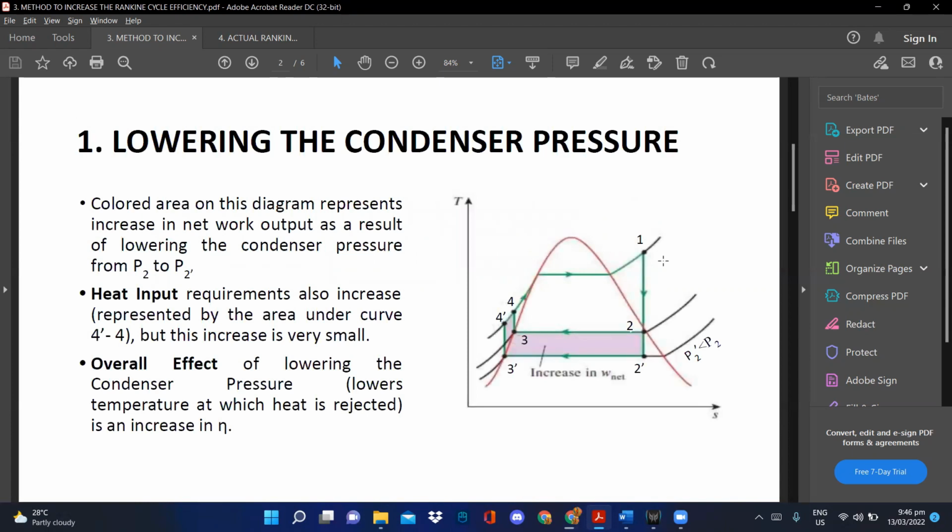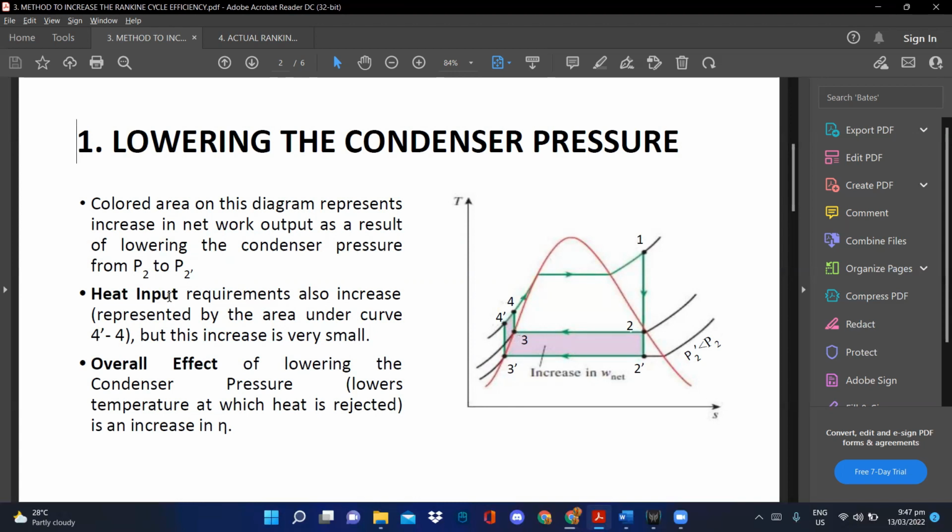So our first method is lowering the condenser pressure. When you say lowering the condenser pressure, the colored area on this diagram represents the increase in net work output as a result of lowering the condenser pressure from P2 to P2 prime. Please take note that this P2 prime is the actual condensing pressure. The heat input requirement also increased, which is represented by the area under curve 4 prime to 4. But this increase is very small.